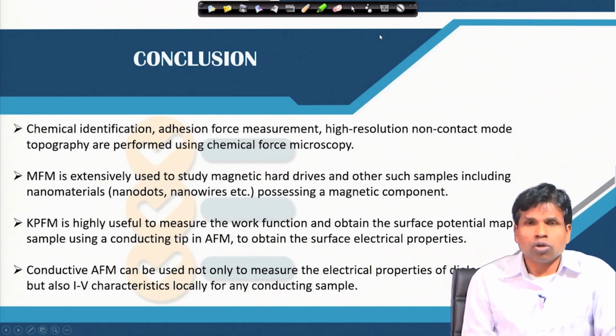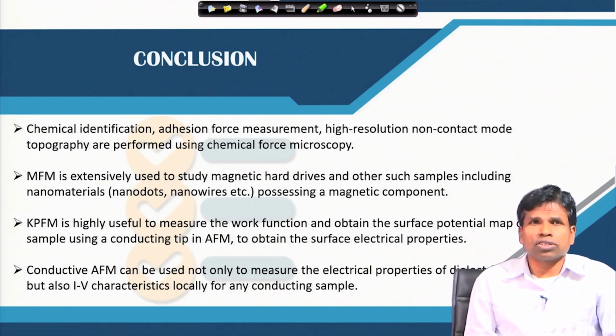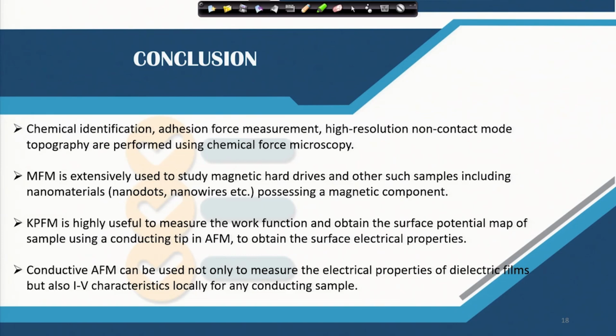So, in conclusion, what we have seen is that using chemical force microscopy, chemical identification and adhesion force can be measured. In addition to that, high resolution non-contact mode topography can be taken. Magnetic force microscopy measurements are used to study magnetic materials, and Kelvin force microscopy is used for work function and surface potential measurements of the sample using a conductive tip. Conductive AFM again is used for measuring the electrical properties, particularly the IV characteristic of any type of conducting sample.